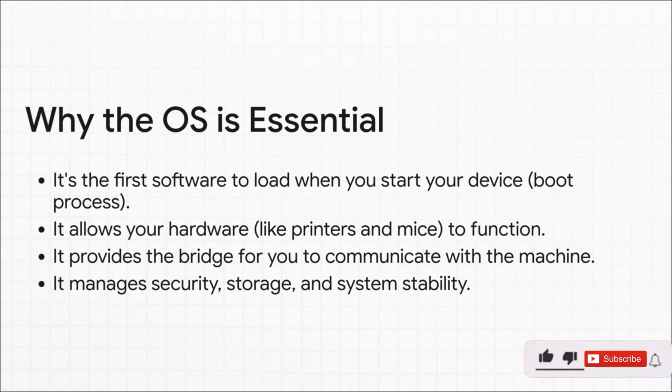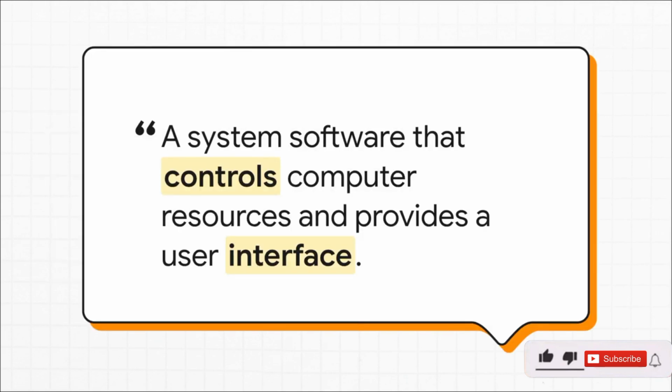Nothing happens. And that takes us right back to that core definition, doesn't it? The operating system is the system software that controls the computer's resources and provides an interface to the user. It isn't just one piece of the puzzle. It's the board the entire puzzle is built on. It really is the invisible foundation for everything we do digitally.